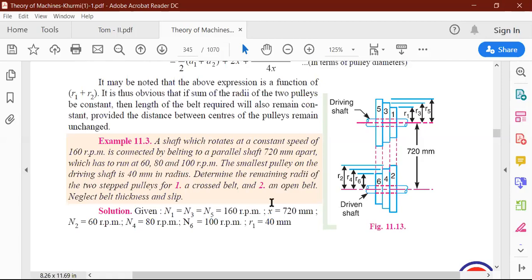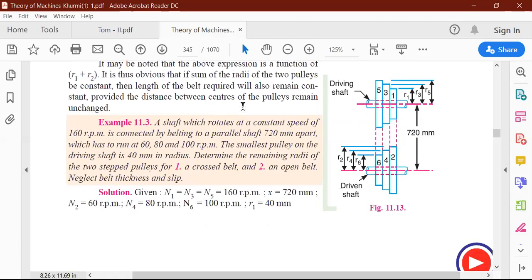This is a simple numerical, but the concept behind the length will be utilized for your power transmission and other concepts. So you must understand how we can calculate the length of belt, or from the length of belt how you can calculate the different terms like radius and center to center distance between 2 points. Okay. So let's start the numerical.